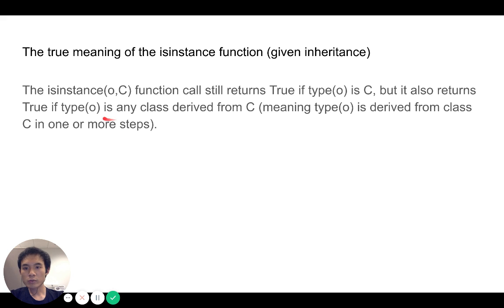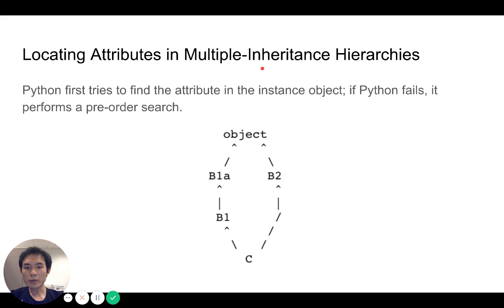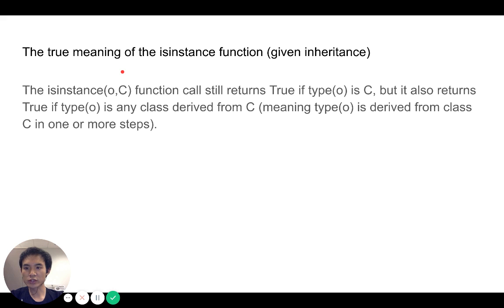So what is the true meaning of the isinstance function? When we know the pre-order search used to locate the attribute, actually the isinstance function also returns true if type O is any class derived from C, meaning type O is derived from class C in one or more steps.